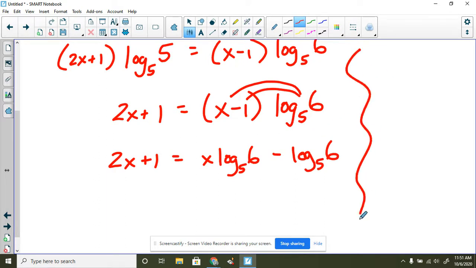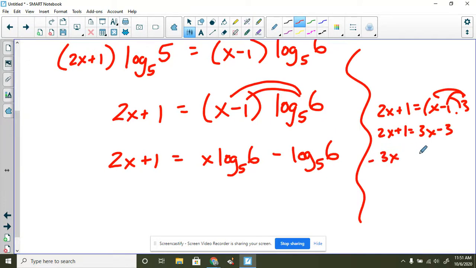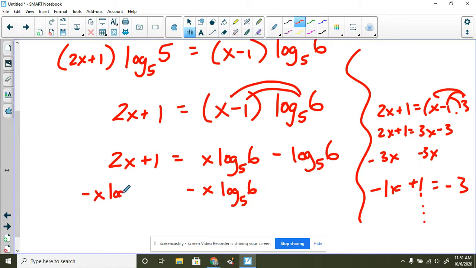Now, if we had an equation that said 2x plus 1 equals x minus 1 times 3, I would want to distribute this 3 and then get the x terms together. I'd have 3x minus 3. I'd want to move this x over, so I'd subtract 3x from both sides, and so on. You would know how to do this if you're in this course. Now here, I still want to get the x terms together, and I still want to get the constant terms together. So I'm going to subtract this from both sides.